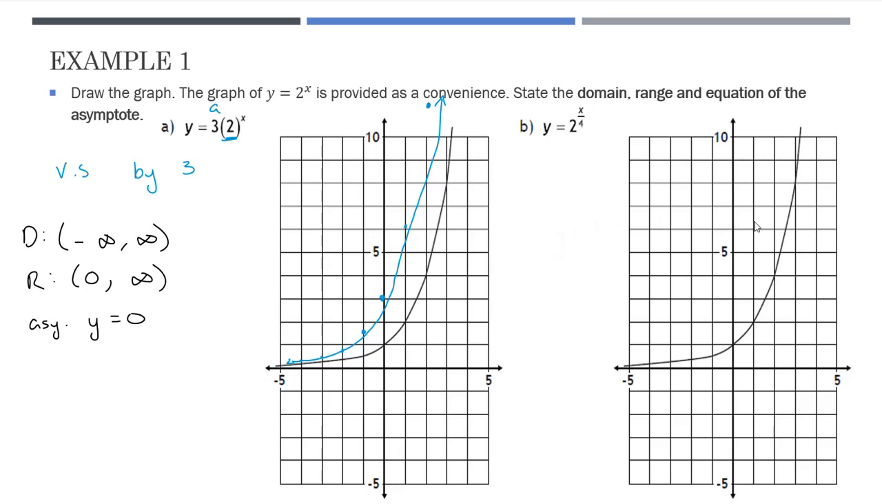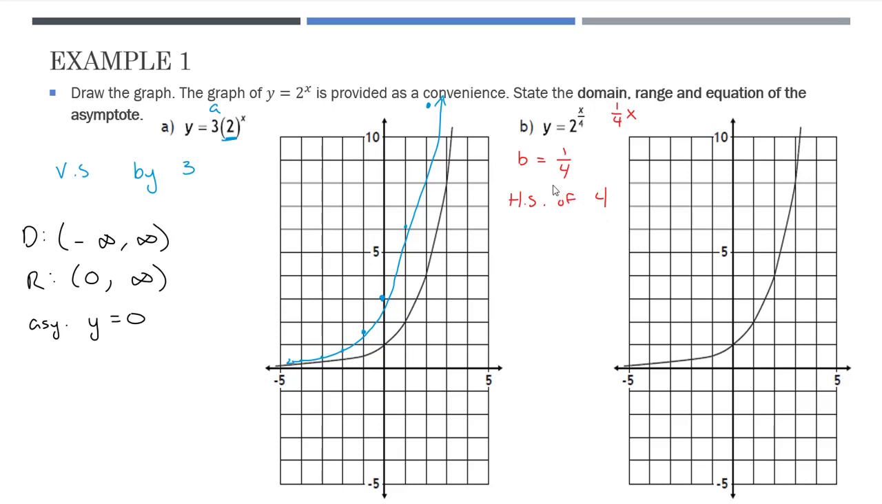All right, moving on to the next question. We have y equals 2 to the power of x over 4. Well, that really is 1 over 4 times x. These mean the same thing. So that's going to be a b value then. So our b is equal to 1/4. But that means that we have a horizontal stretch of 4.